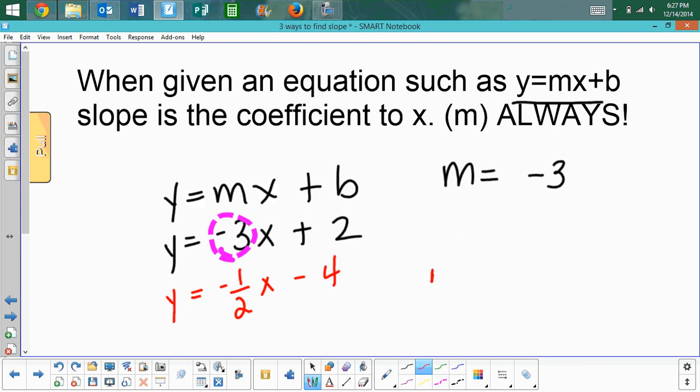Well, then for this one, the slope is going to be, hopefully you all said negative 1/2, because it's the value right next to that x, always. So this would mean we fall 1 and we run 2. Okay, if we were going to use this to plot a graph, fall 1 and run 2.